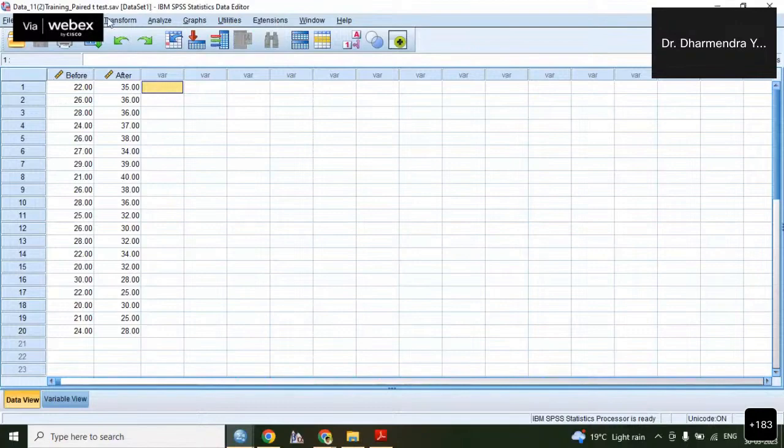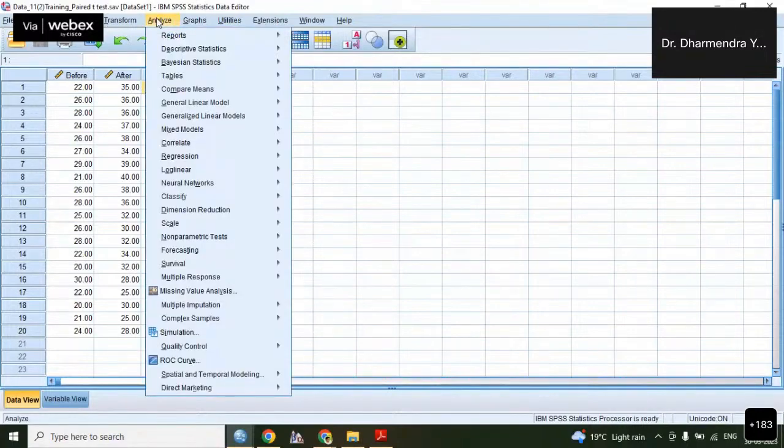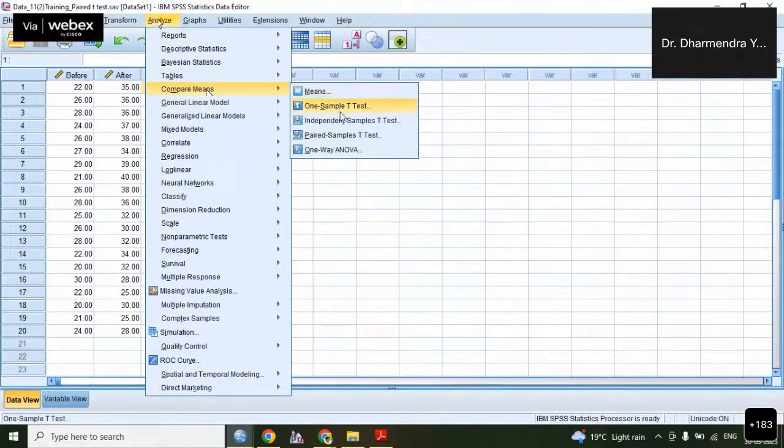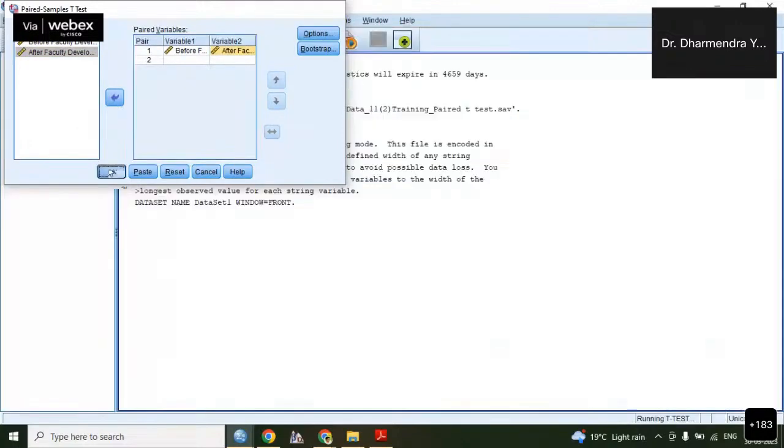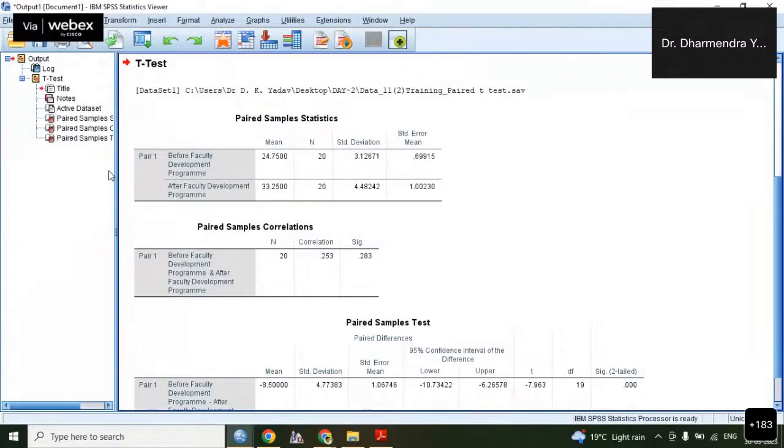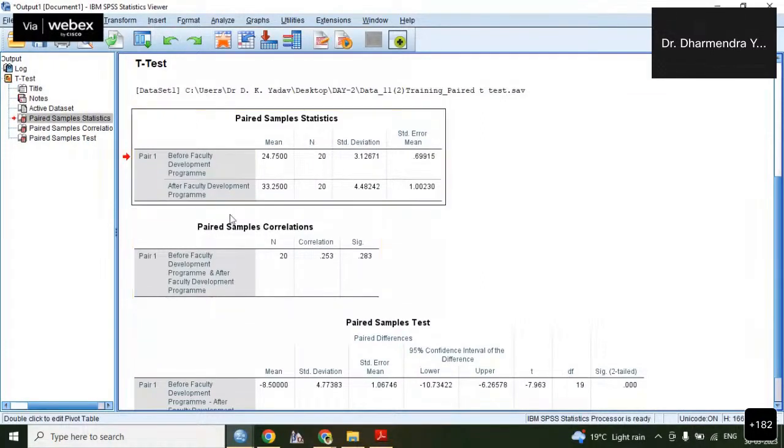So we will go for the paired t-test in this case. Analyze, then compare means, then paired sample t-test. So the paired variables will be before and the second is after. Then just click on OK. So the paired t-test will give the result.